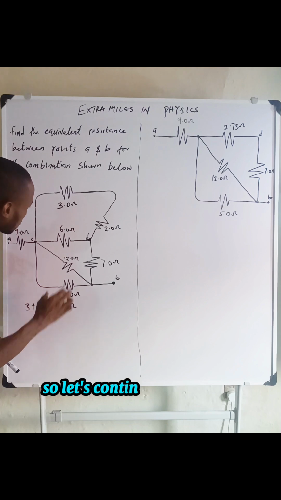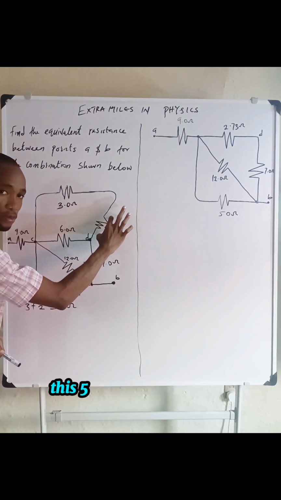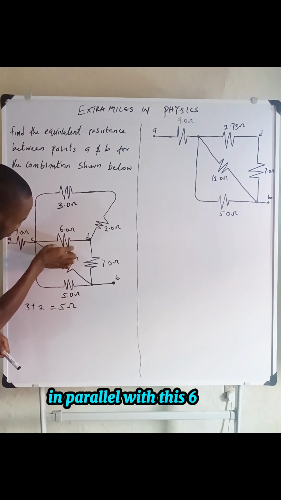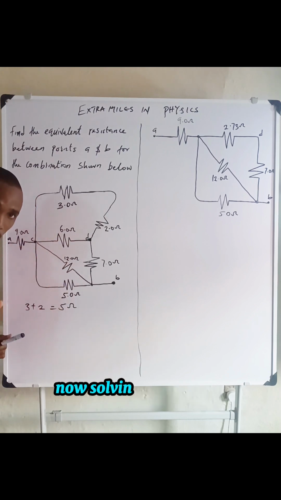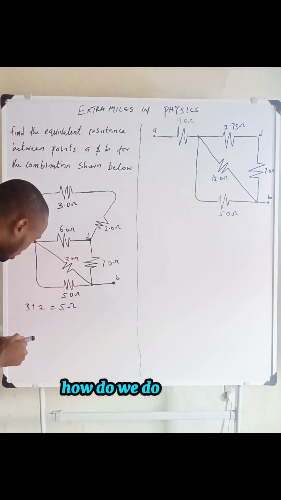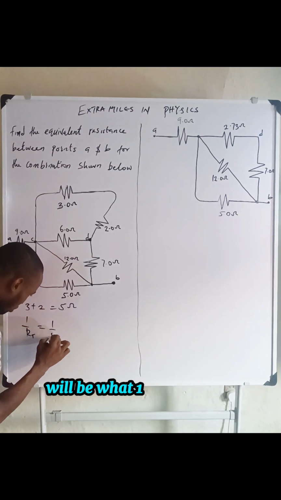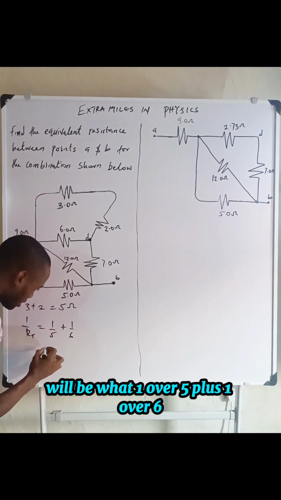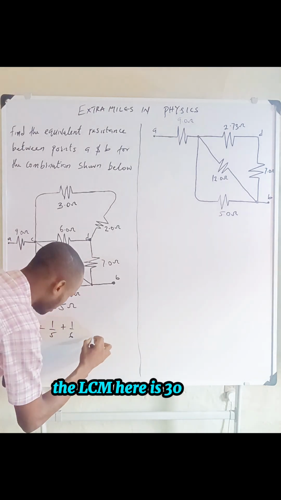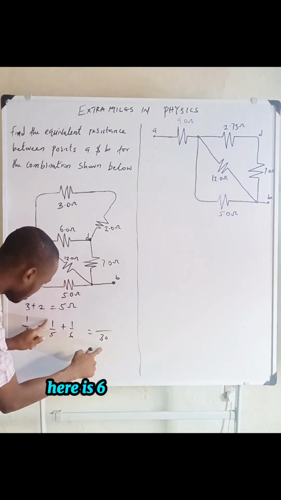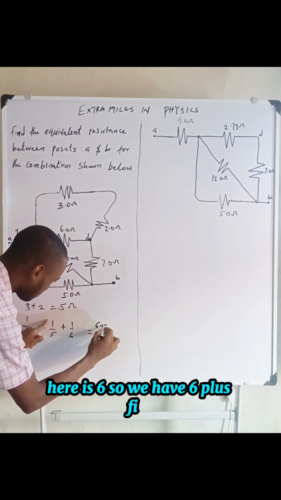So let's continue. Having 5 here, this 5 ohm resistance will be in parallel with this 6 ohm. Now, solving for a parallel connection, how do we do that? We normally inverse it, right? It will be 1 over 5 plus 1 over 6. The LCM here is 30. So we have 30, 5 into 30 is 6, so we have 6 plus 5.